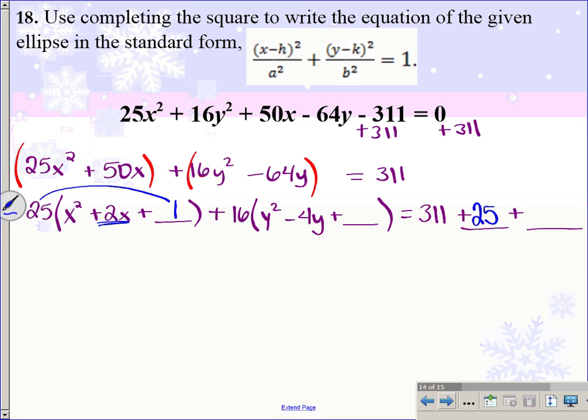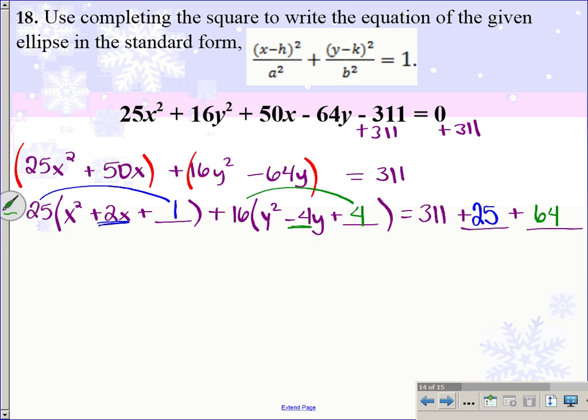Okay? Same thing for the next one. I take my b term, negative 4, cut it in half and get negative 2, and then square it. Negative 2 squared is positive 4. So I'm physically writing a 4 over there, but if I were to redistribute that 16, I'm really adding 64. So I'm going to do plus 64 on the other side.